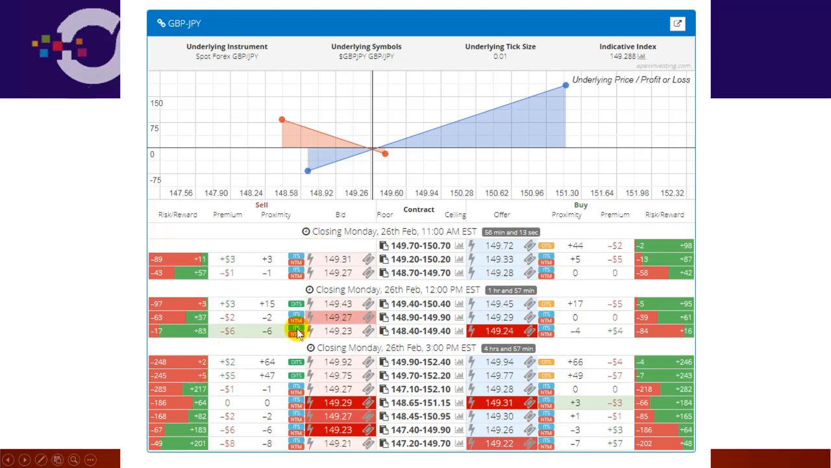Looking over here at the pound yen. On this trade, I can go in at 149.31, sell at 149.23. So $6-7 of risk there, 17 tick proximity. Not a bad trade.